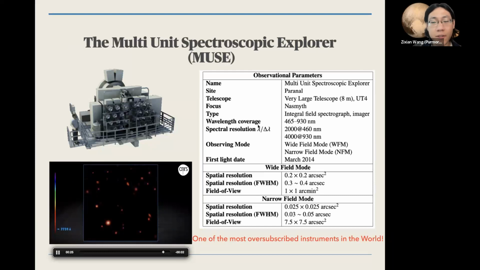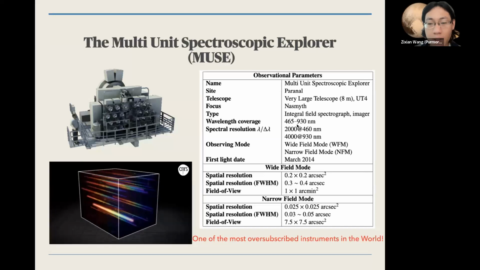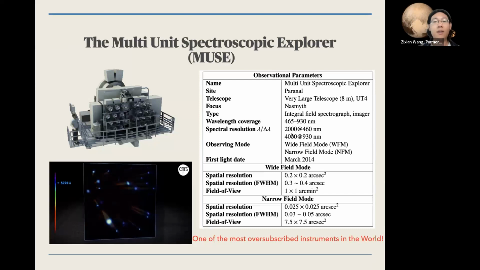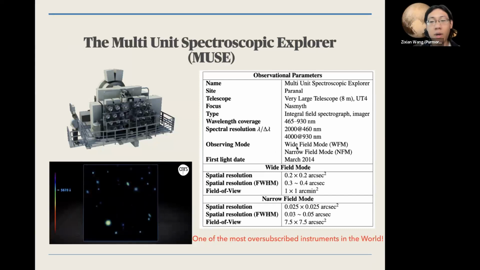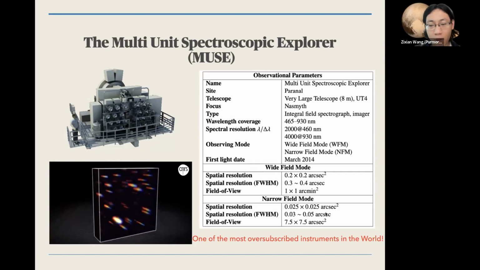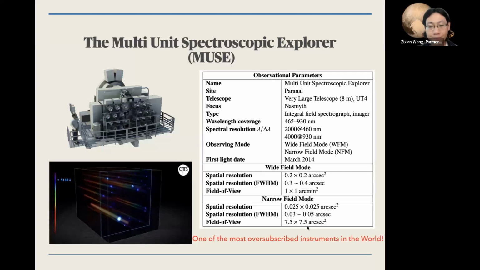MUSE has a wavelength coverage in optical from 465 to 930 nanometers, and its spectral resolution ranges from 2000 to 4000. It has 2 observing modes. One is called wide field mode, which is what most people use. It has a spatial resolution of 0.2 arcsecond and a total field of view of 1 arcminute. And the narrow field mode, especially for looking at crowded regions, has a very tiny spatial resolution of just 0.025 arcsecond with a total field of view of 7.5 arcsecond square.